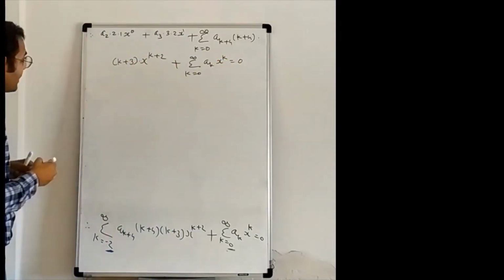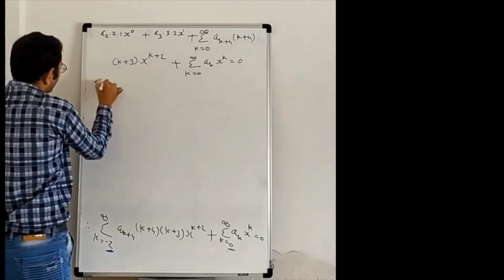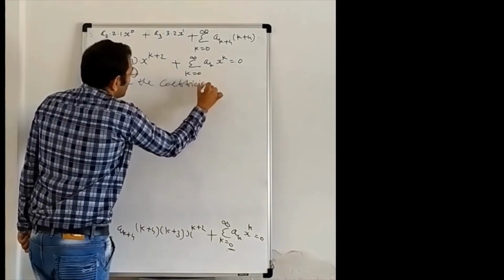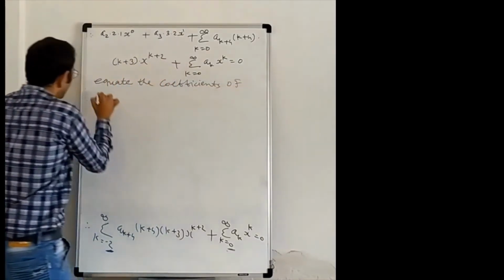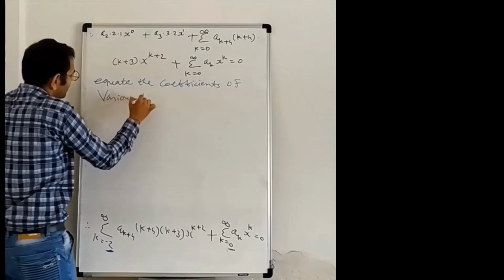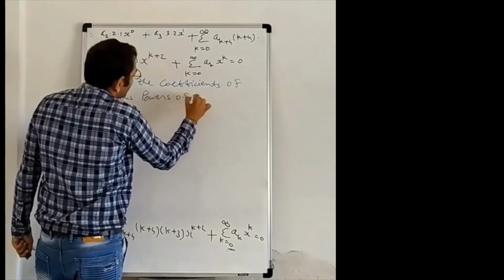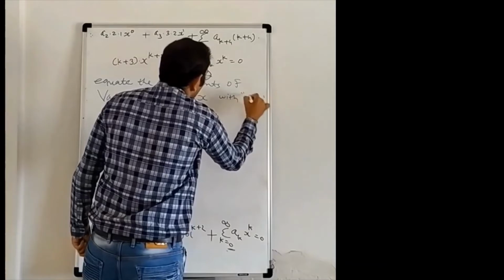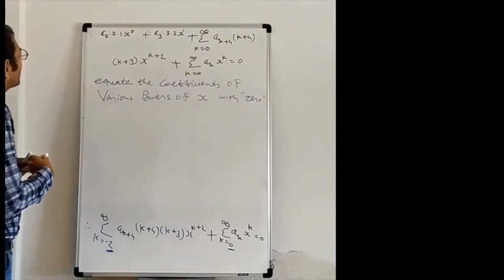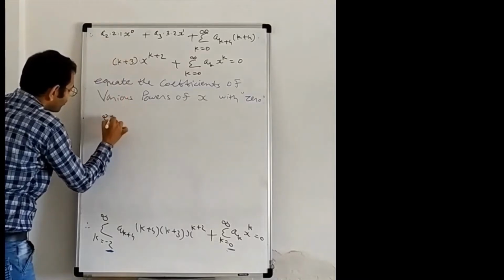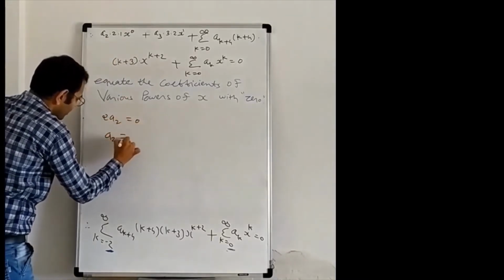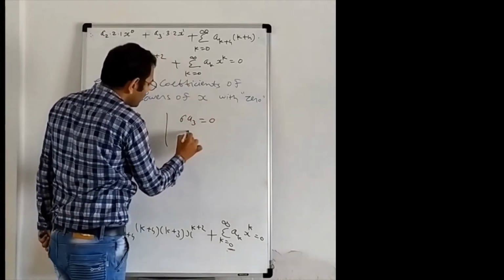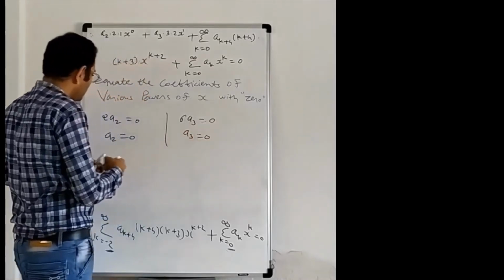Now, equate the coefficients of various powers of x with 0. Then for the first term, we get 2a2 equal to 0, so a2 equal to 0. Similarly, for the second term, 3 twos are 6, so 6a3 equal to 0. Then we get a3 equal to 0.